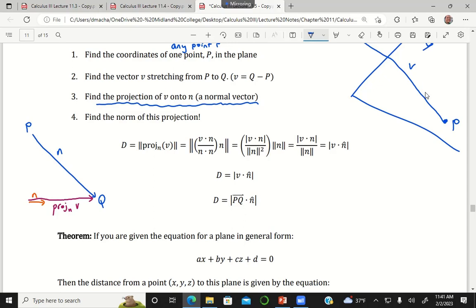And so what I'm doing here is just a little bit of simplifying, right? I said the distance is just going to be the norm of that projection. And so the projection formula is, of course, v dot n over n dot n times the vector n, and I take the norm.